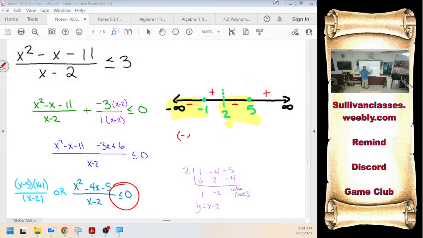So from -infinity to -1, parenthesis or bracket, x-intercept, so it's going to be a bracket. From 2 to 5, parenthesis on asymptote, bracket on intercept. Okay?